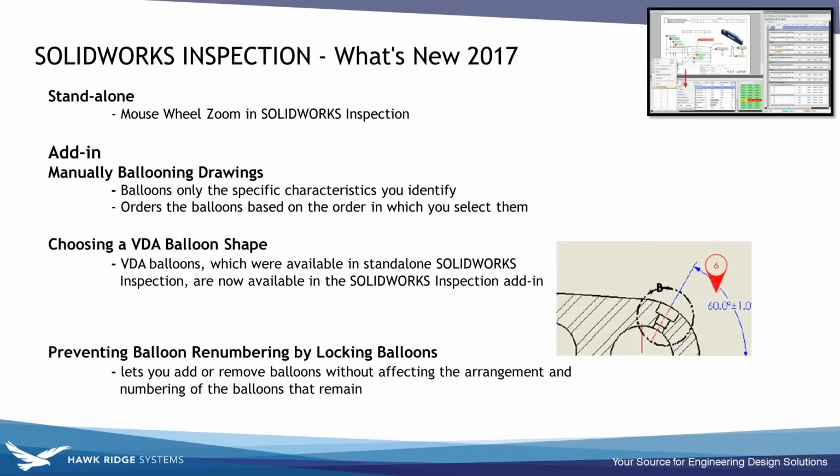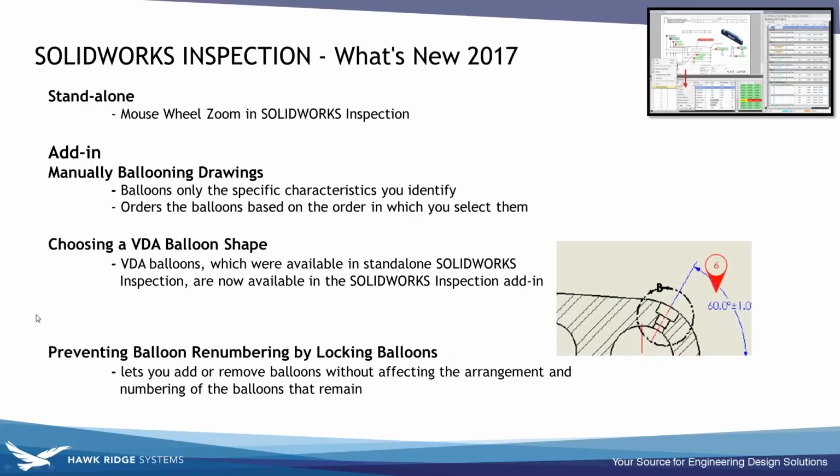Now we could. Now choosing the VDA balloon style, this is another one that was available in the standalone, but wasn't an option in the add-in. And that's a little screenshot of it right there, a little VDA balloon shape. So again, just another one of those little things that a customer had asked for and SolidWorks implemented. So it was in the standalone, wasn't in the add-in. Didn't make a whole lot of sense why that was, and someone pointed it out and they go, oh, well, let's go ahead and add it, and now we got it.